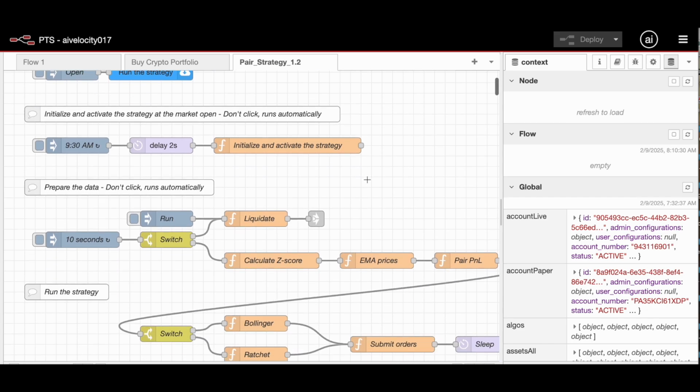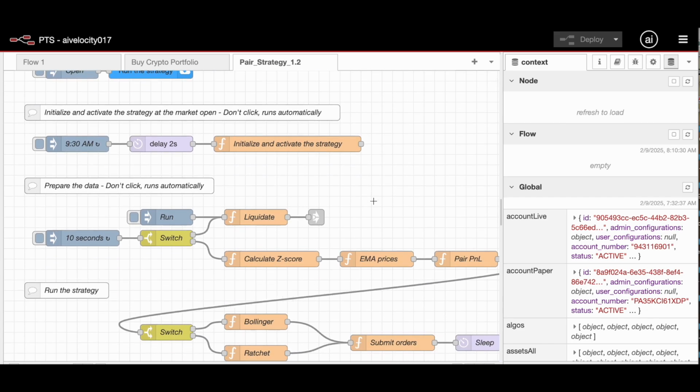Again, it can be intimidating at first, but it's a lot less intimidating than writing Python code. So let's turn now to actually looking at a little more detail on how each of these nodes work.